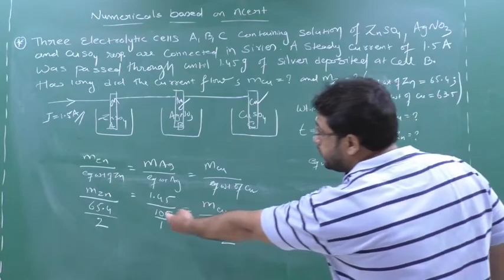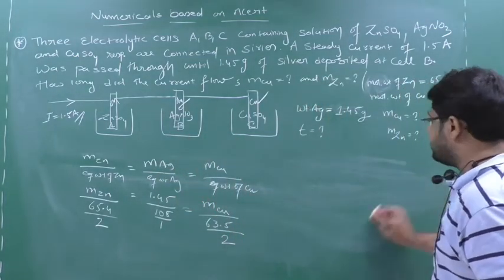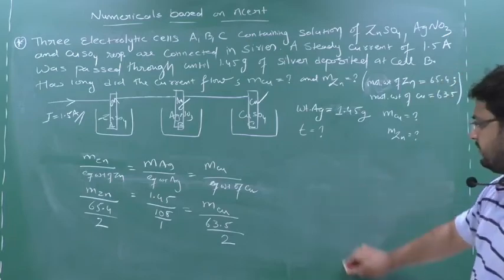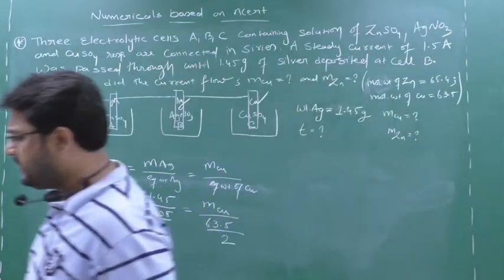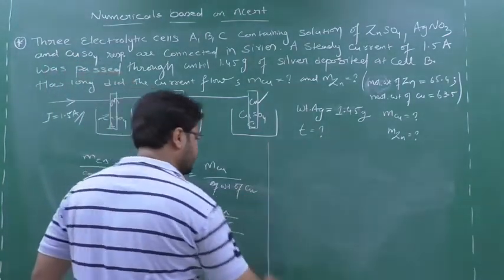I can calculate directly by using Faraday's second law, and the answer also remains the same. There may be a minor difference in the answer, that is in the decimal point, and a difference in the decimal point does not make any difference in the exam, so don't worry about it.